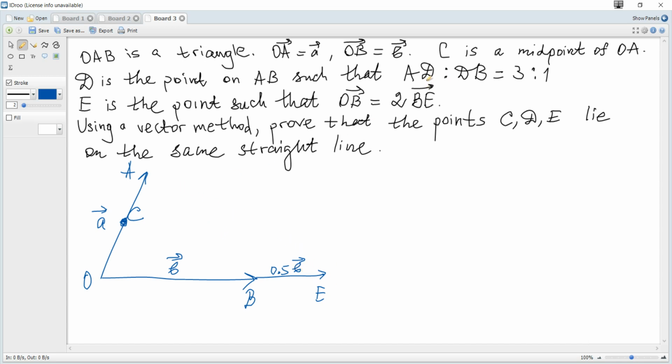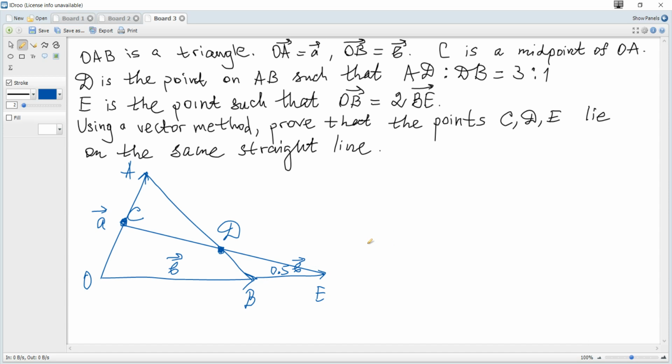And also it is given point D on AB, so that ratio AD to DB is 3:1. And we need to prove that C, D, E lie on the same line.